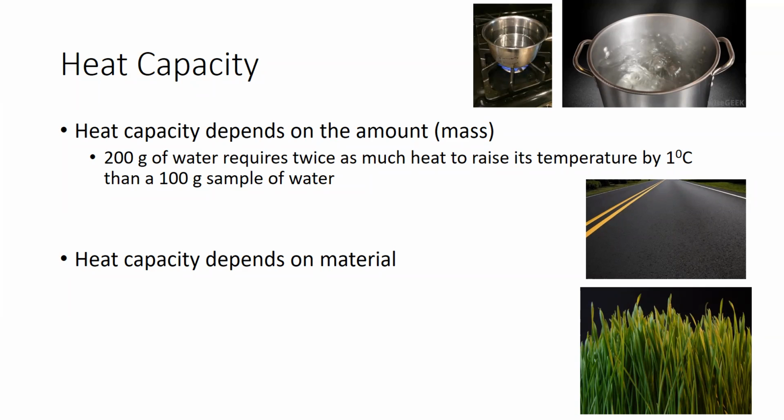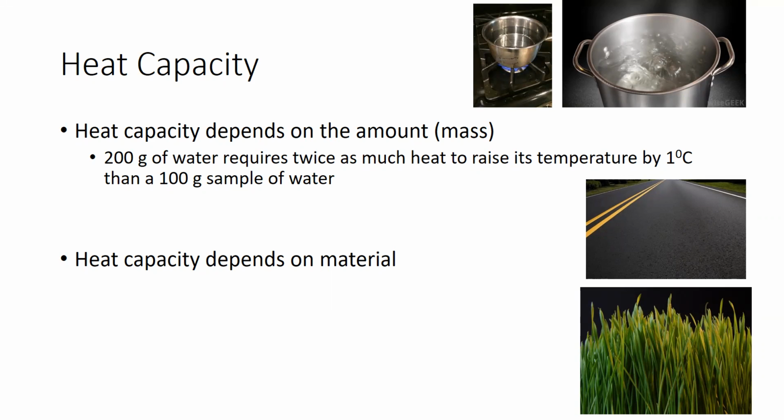It's also dependent on material. Some things heat up easier than others. Asphalt heats up really easily. You'll know this since you all live in Texas. You know this in the summer. You better not walk on pavement barefoot unless you want to burn your feet. But grass is perfectly fine to walk on barefoot, even when it's 110 out, because it's harder to heat up grass than it is pavement.